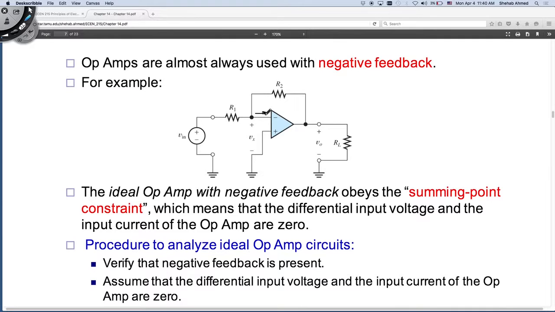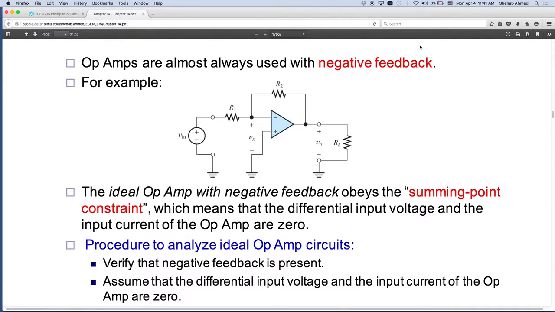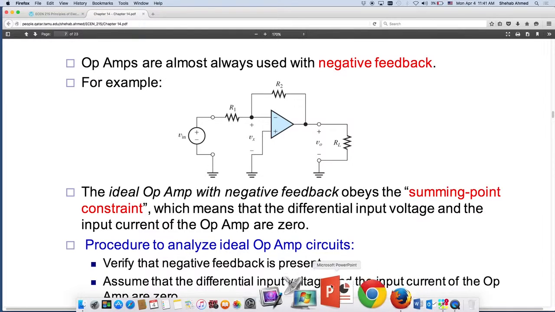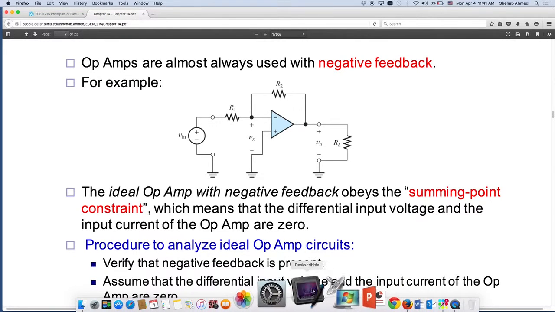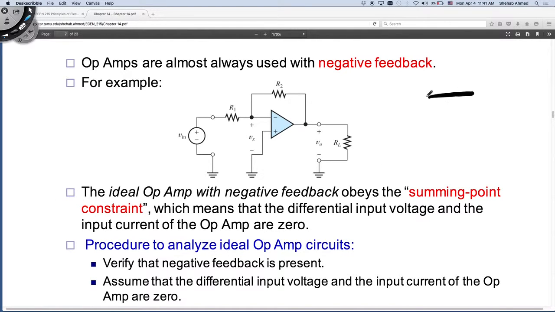This current, I input here, is always going to be 0, because we said that this op-amp looks like an open circuit. With two terminals here, there's an open circuit. If there's an open circuit, that means this current is 0. The current here is always 0.